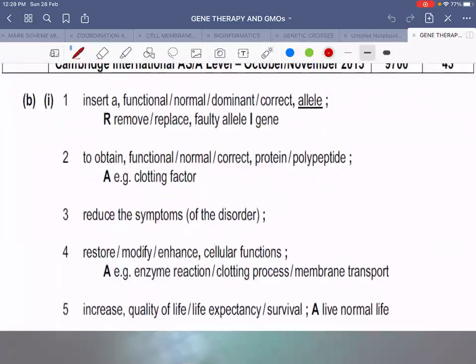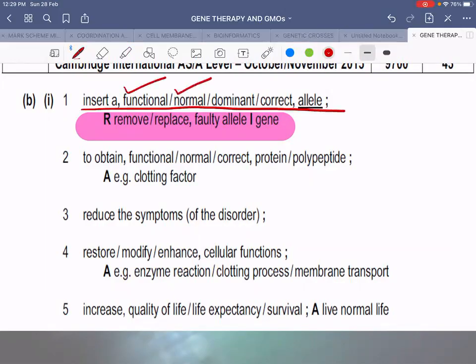The goal of gene therapy is to insert a functional, normal, dominant, correct, whatever you say is fine, allele, not gene. That's why the word allele has been underlined over here. And then you are not supposed to write this down: you are not replacing, you are not removing a faulty allele or a gene. You are just inserting a functional, normal, dominant allele. Either you say functional or normal or dominant or correct, any of these options are correct.